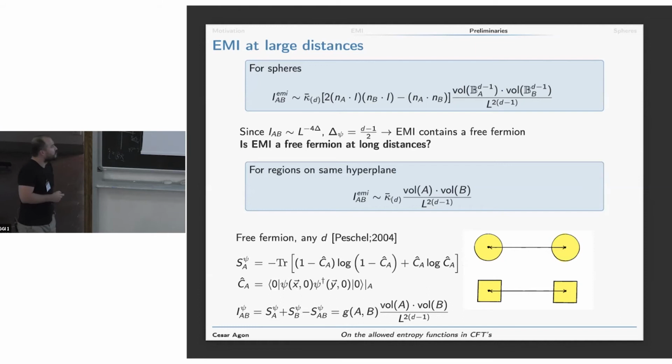But that doesn't mean that the two theories coincide at long distances, because I'm here just computing the case for spheres. We will ask that question in a bit. And actually the EMI not just tells you that, but also tells you that the geometric dependence on the region just comes with the volume of the region. So here, this constant is independent of the geometry, and all the dependence on the geometry comes in the form of the volume of the region.